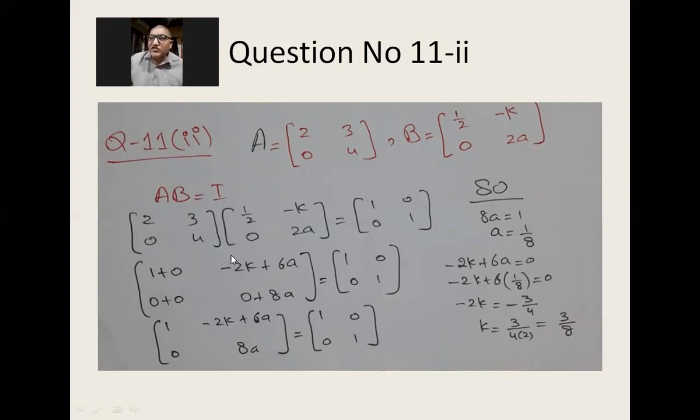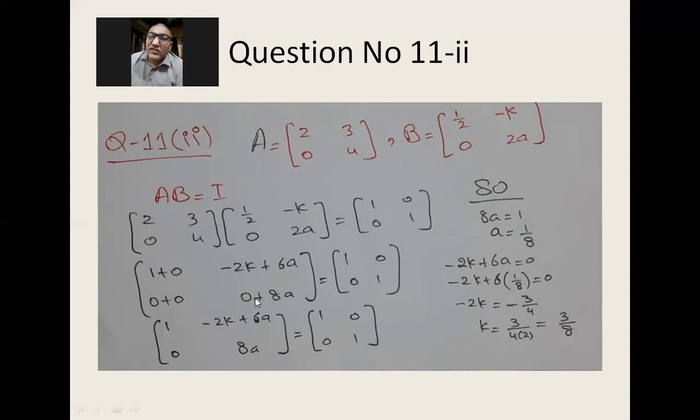So I will multiply these two matrices with each other. You can see 2 into 1 by 2, that will be 1. 3 multiplied by 0, that will be 0. Now this first row will multiply with the second column. So you will have 2 multiplied with minus K, that's minus 2K. 3 multiplied with 2A, that is plus 6A. Now this second row will multiply with this first column here. 0 multiplied by 1 by 2, that's 0. 4 multiplied by 0, that's 0. Now this second row will multiply with the second column. 0 multiplied by minus K, that's 0. 4 multiplied by 2A, that is plus 8A. So 1 plus 0, that is 1, and minus 2K plus 6A will remain as it is.